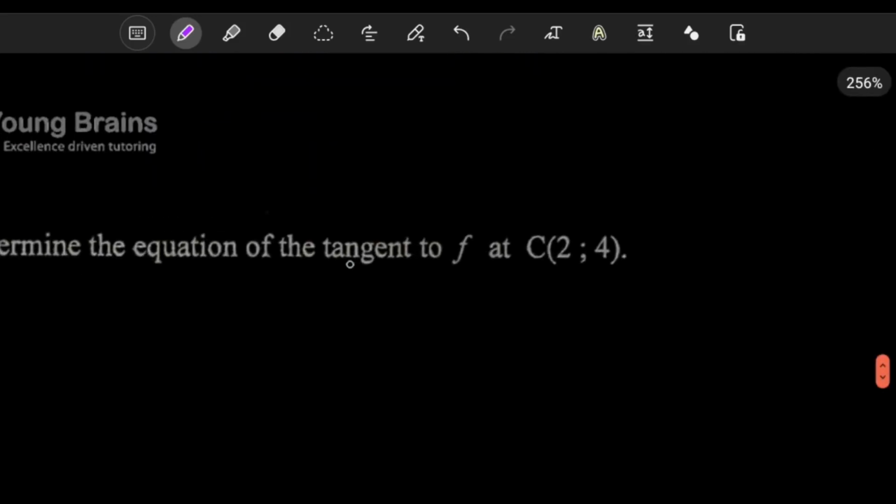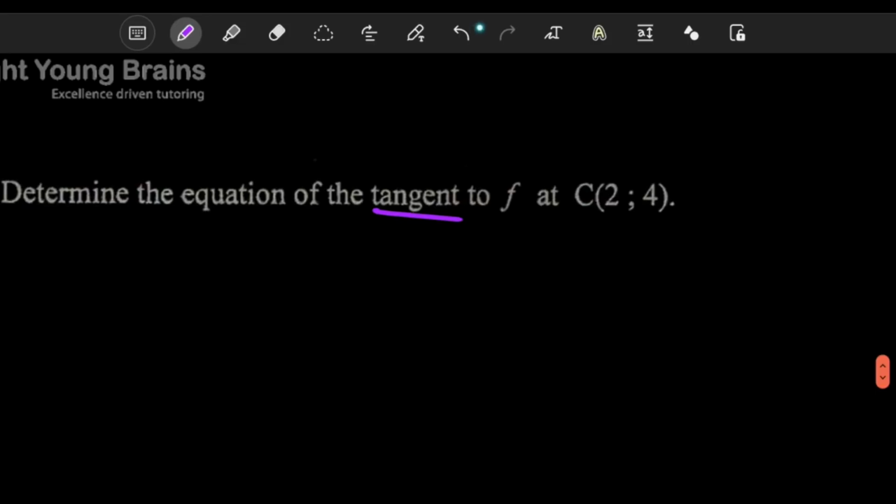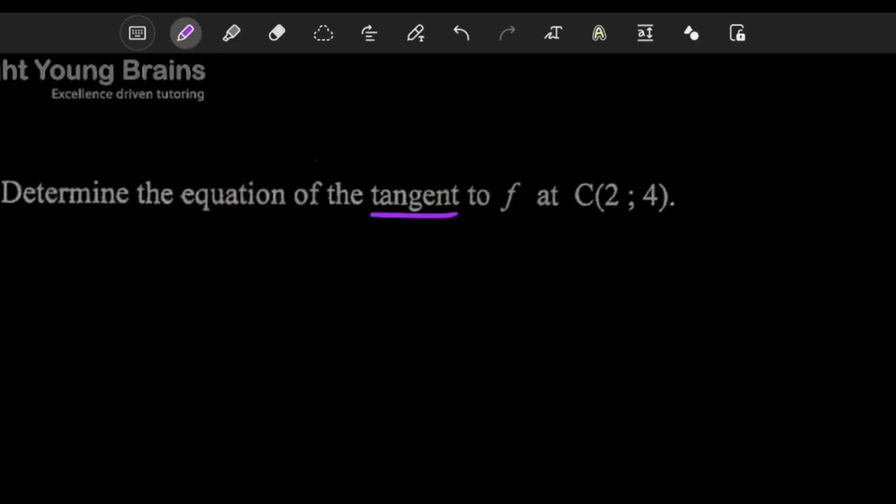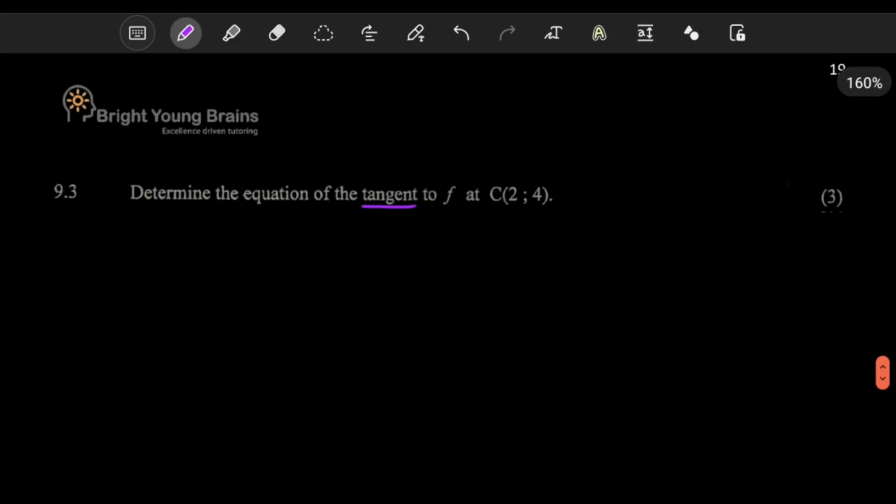Getting an equation of a tangent to a curve is super easy. We've gone through this so many times. But anyways, remember, a tangent is just a straight line, you see. It's just a straight line. This is an equation of a straight line.